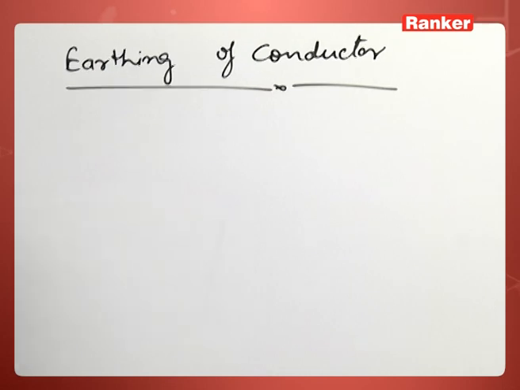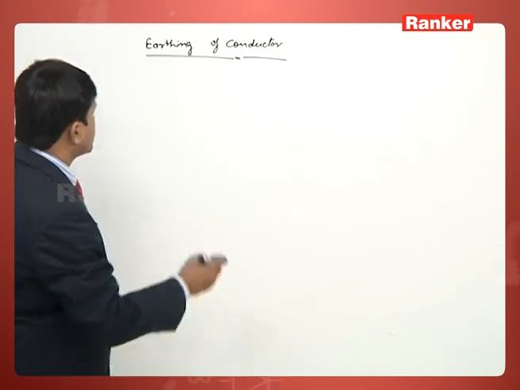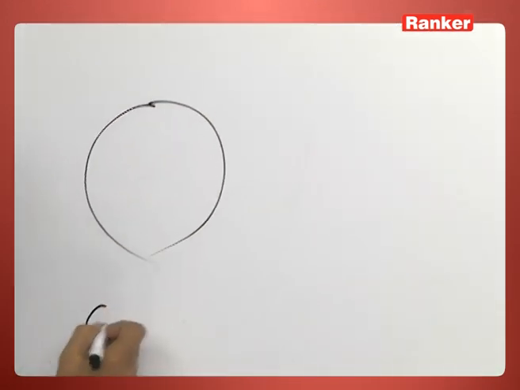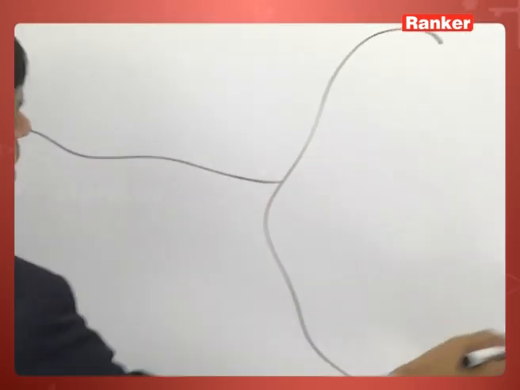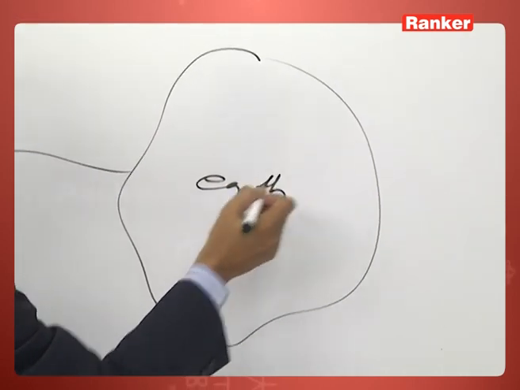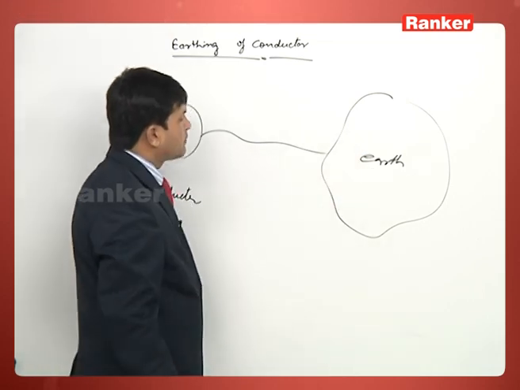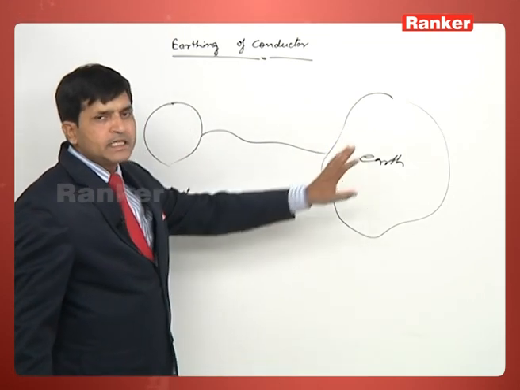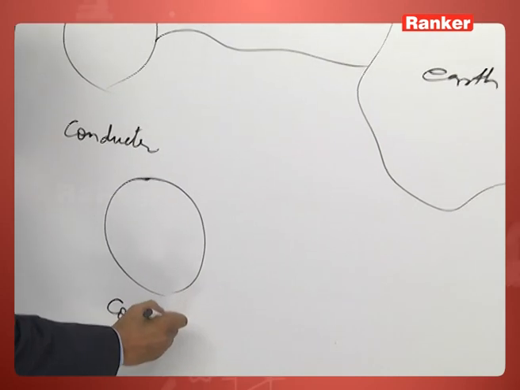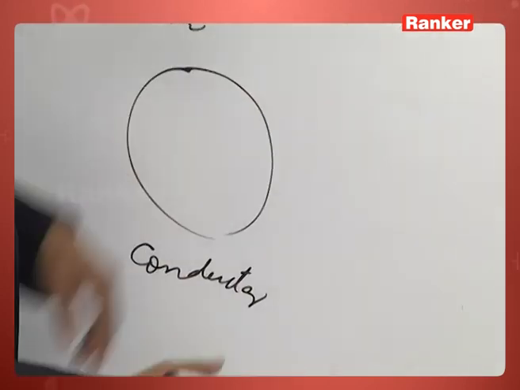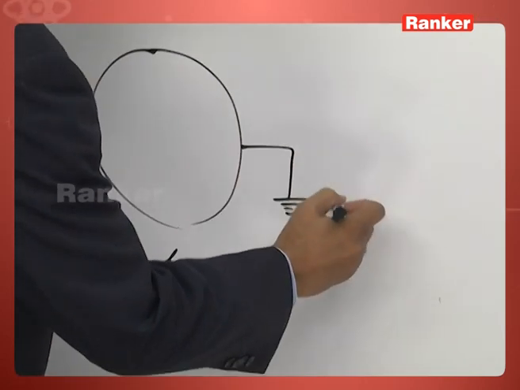Now, earthing of a conductor, or if a conductor has been earthed, means we have connected a conductor with the earth. So let this be any conductor, and it is connected to the earth. What will happen here? Since the earth is of very large size, we do not represent the earth each and every time, so we use a simple symbol. Let this be our conductor, and if we are connecting it to earth, we just use this symbol. So this is called earthing.